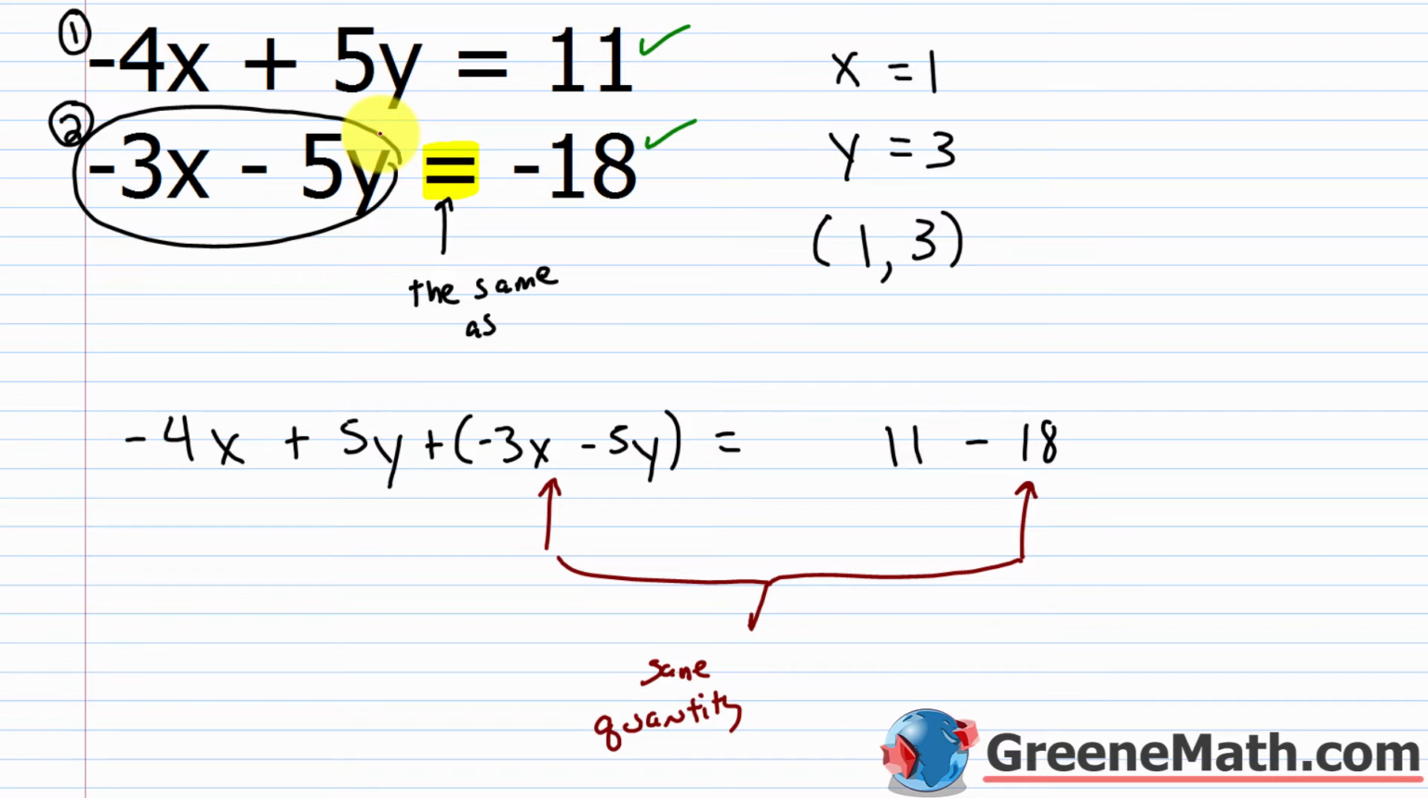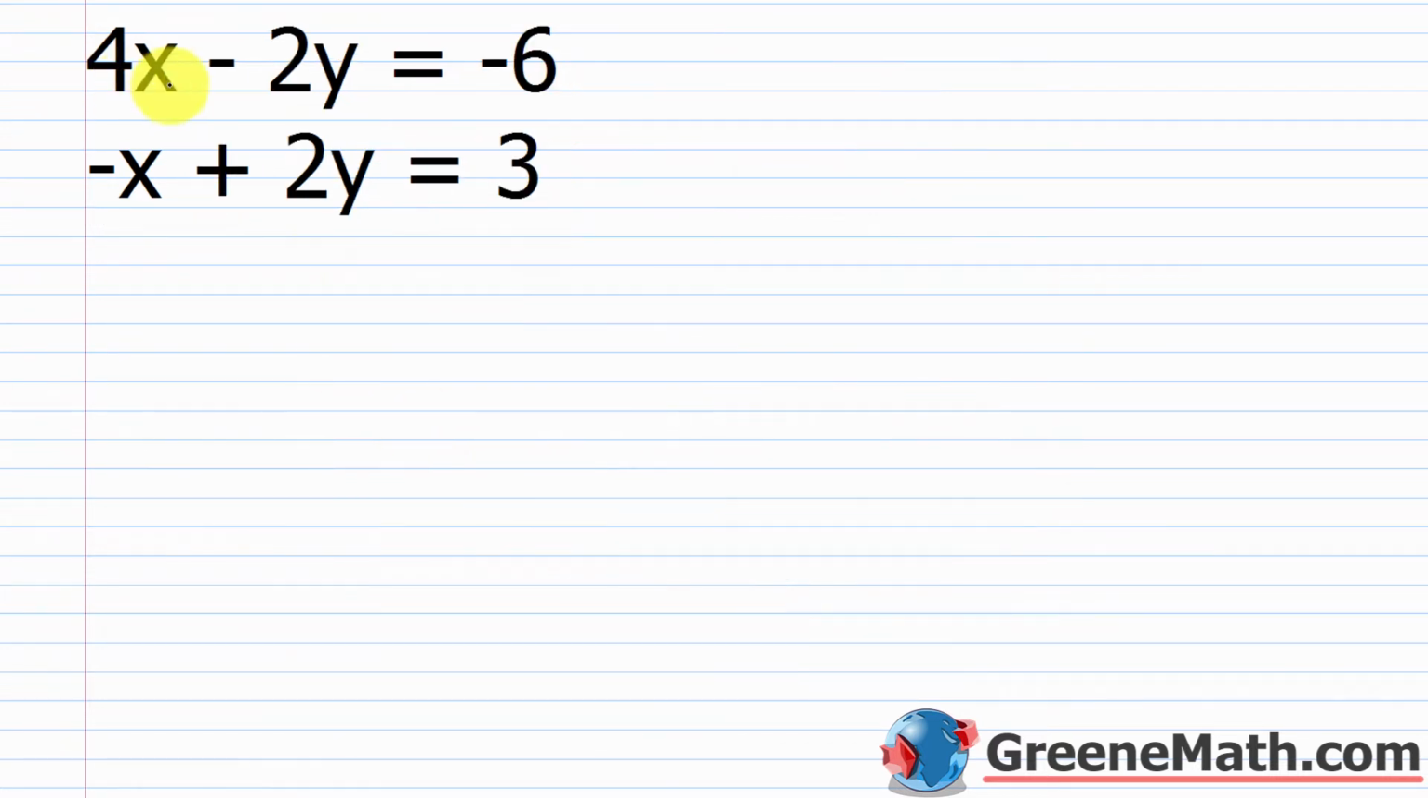And again, we're going to look at another easy one. We have 4x minus 2y equals -6, and -x plus 2y equals 3. So again, you see I wrote it in the format of ax plus by equals c, so it's already set up for you like that.